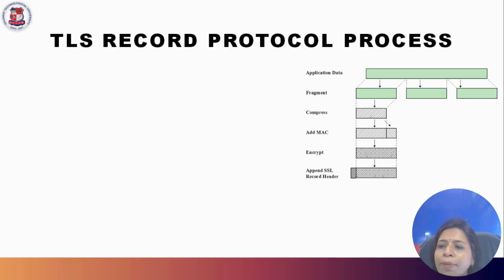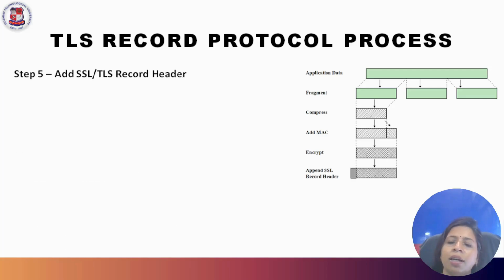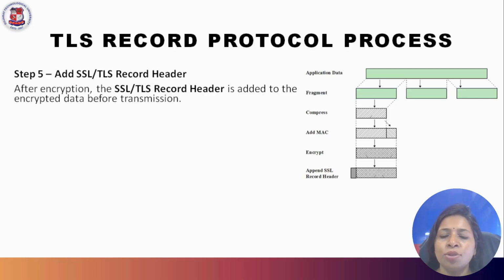The next step is adding the SSL/TLS header. That is the final step. After encryption, the protocol adds an SSL/TLS header to the encrypted data. This header provides the important information required by the receiving system to correctly process the message.